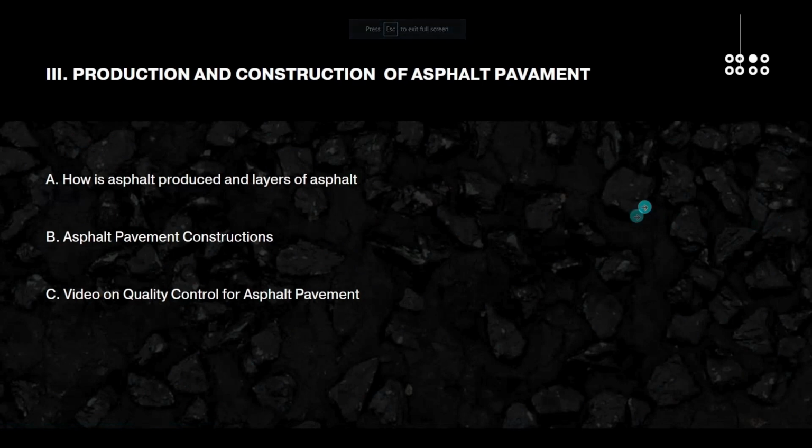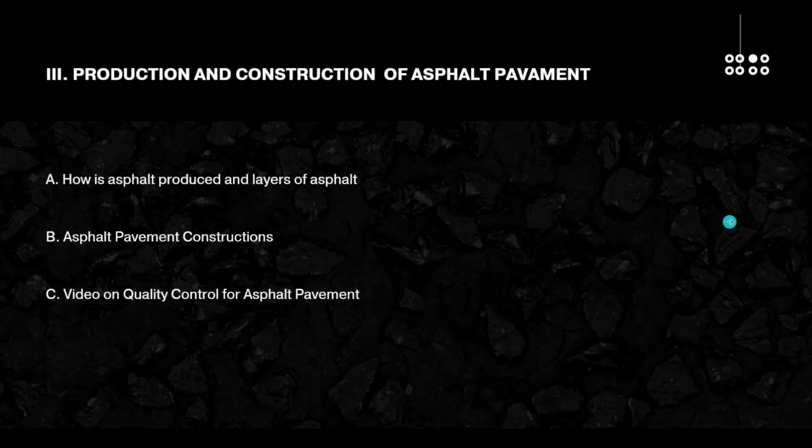Next slide. So to continue, we have the production and construction of asphalt pavement. So we will be discussing how asphalt is produced and what the layers of asphalt are. Then we have asphalt pavement construction, or how it is made, the step-by-step process in asphalt pavement. Then we will show a video about the quality control for asphalt pavement.